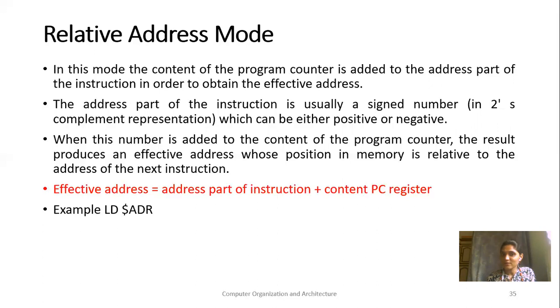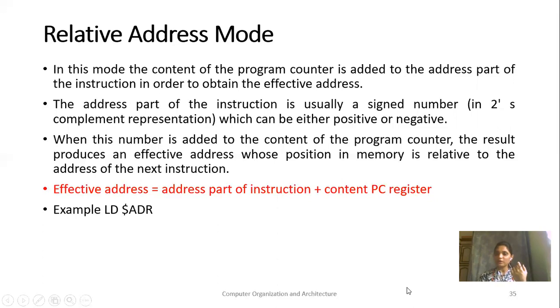So for relative addressing mode, you are going to use your address field first and, second, your program counter. The addition of these two fields is done and your actual address, or you can say effective address, is found. The address part of the instruction is usually a signed number that can be either positive or negative. You add this address part to your program counter, so that you can find the data at a location relative to your current instruction.